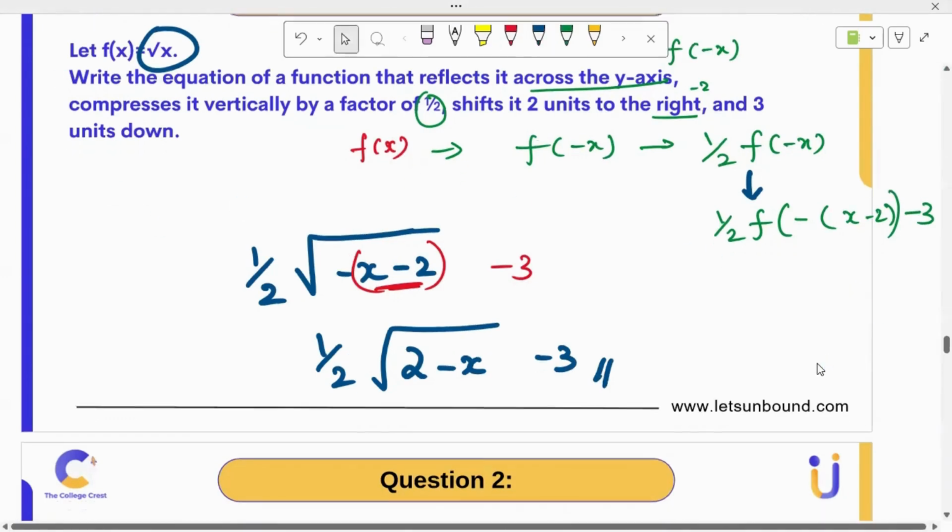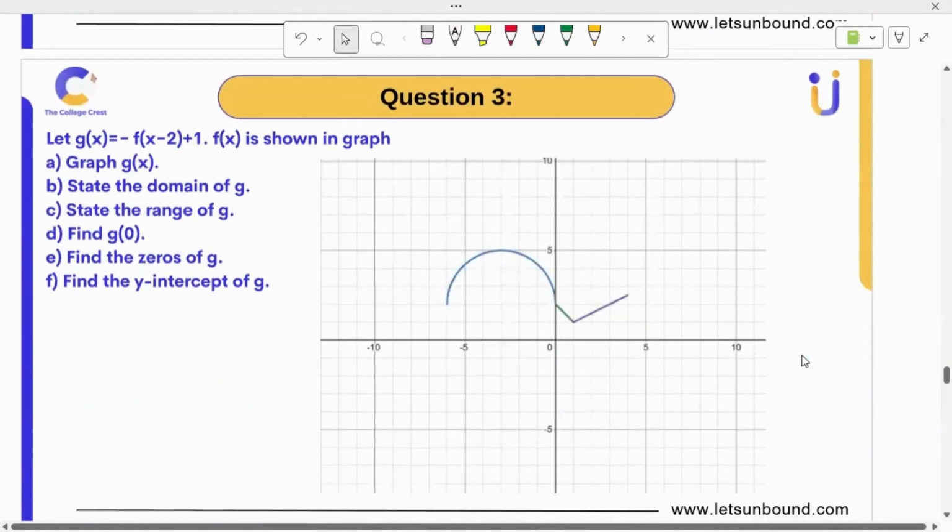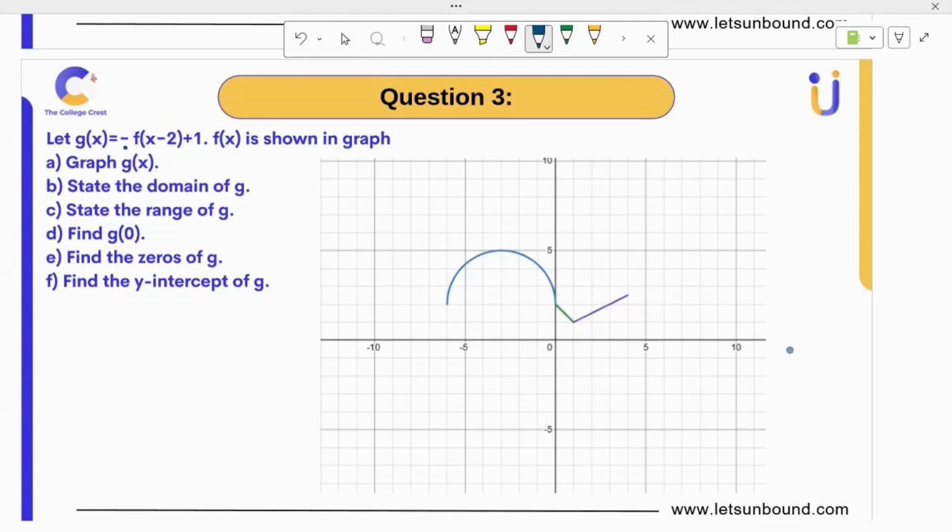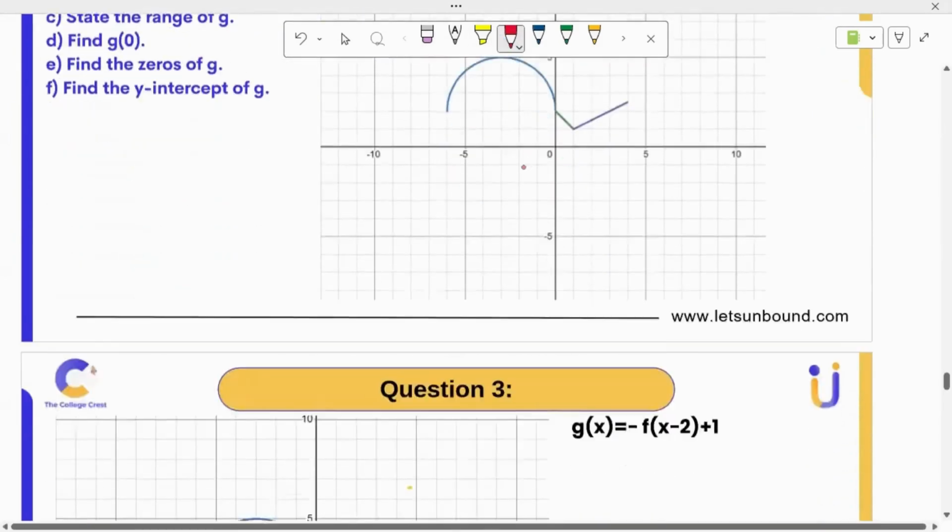Moving to question 3. g of x is negative f of x minus 2, plus 1. f of x is shown in the graph. We have to graph g of x, so apply all the transformations described in this equation, and then state the domain of g. Once you have the g graph, these are simple: domain, range, g of 0, zeros of g, y-intercept of g. Everything is easy. So let's go.